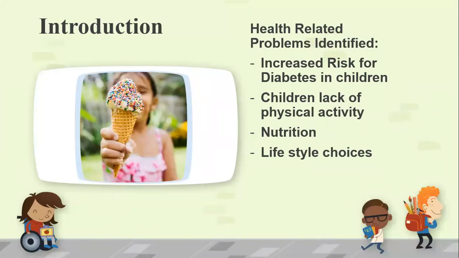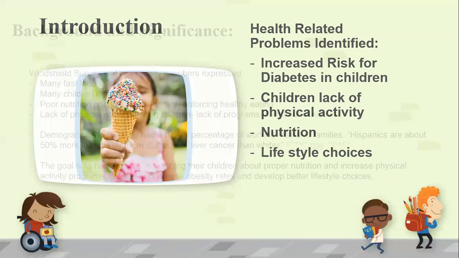So, introduction. The four health-related problems identified among the community that I assessed, based on the windshield survey and meeting with the stakeholders, meeting with the community, and being in the community, were increased diabetes risk, lack of physical activity, nutrition, and lifestyle choices in children.